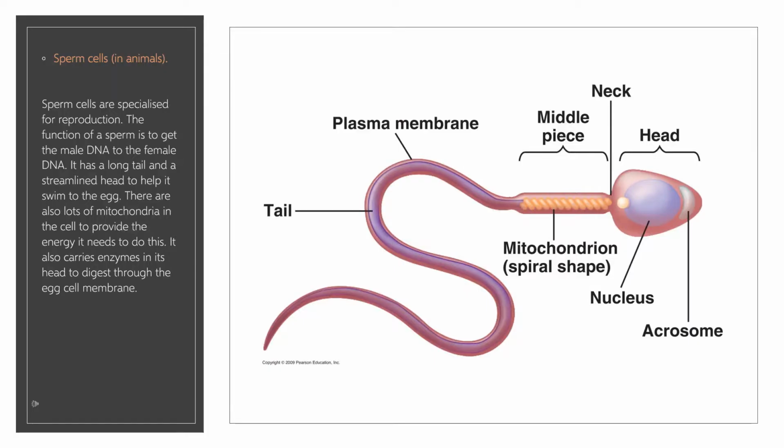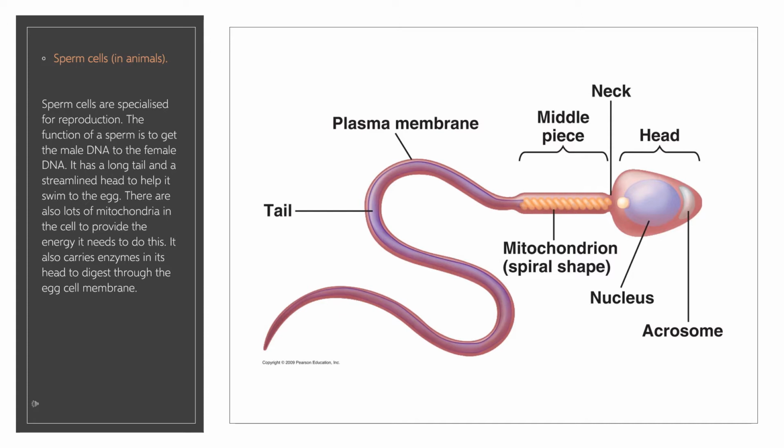Okay guys, this is a sperm cell in an animal. So sperm cells are specialized for reproduction. The function of it is to get the male DNA to the female DNA. It has a long tail and a streamlined head to help it swim to the egg. There are lots of mitochondria in the cell to provide the energy it needs to do this. It also carries enzymes in its head to digest through the egg cell membrane.